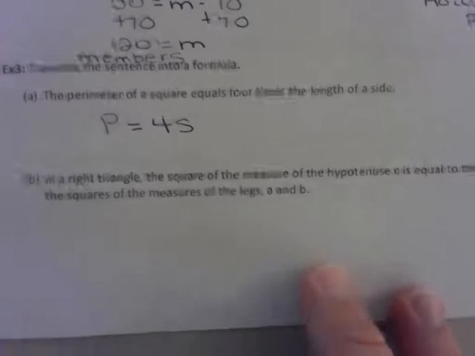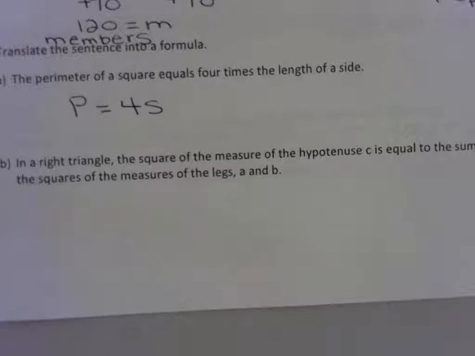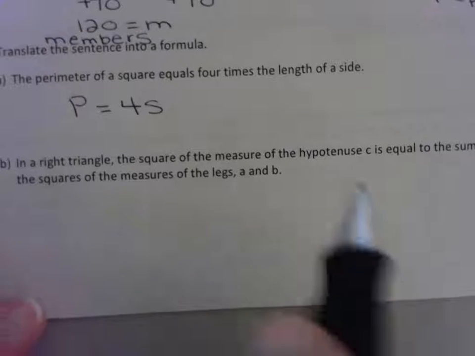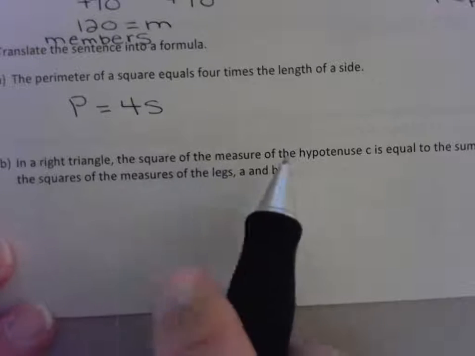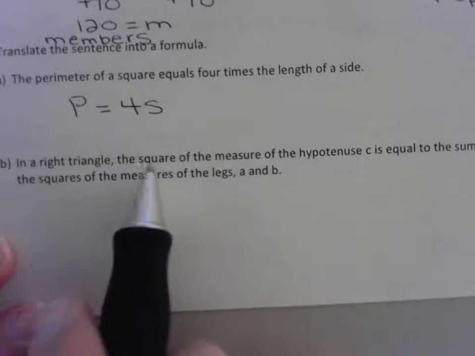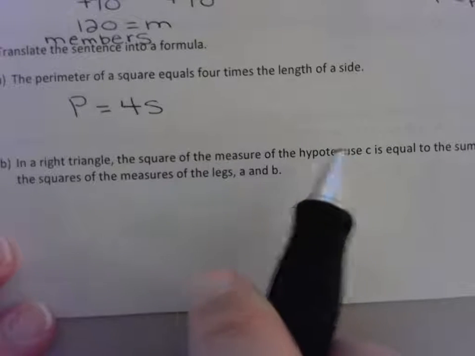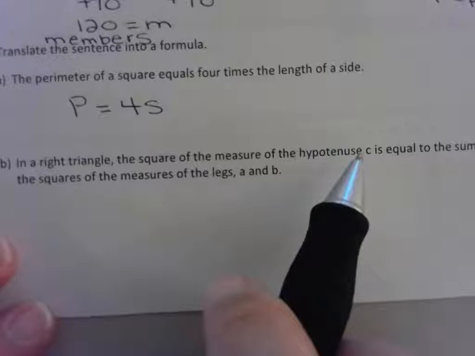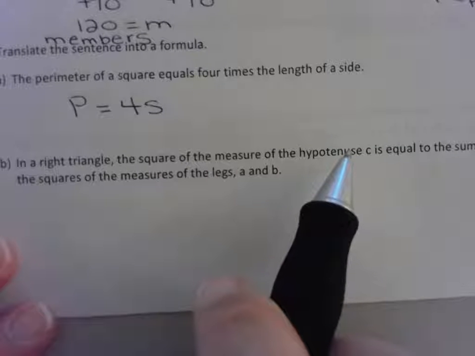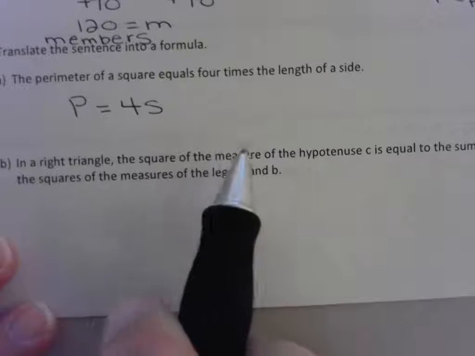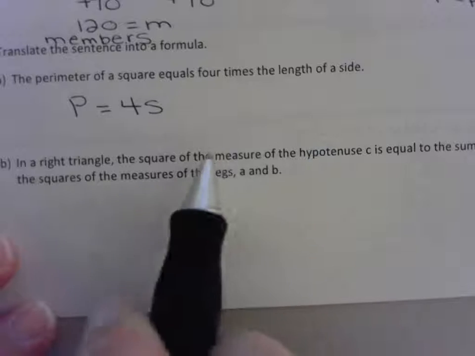Okay, if I look at B, in a right triangle, the square of the measure of the hypotenuse, C, is equal to the sum of the squares of the measures of the legs A and B. This one's tricky. Look for my equal sign. The square of the measure of the hypotenuse C. How do I represent the square of the measure of the hypotenuse C? How do I represent the square of something?